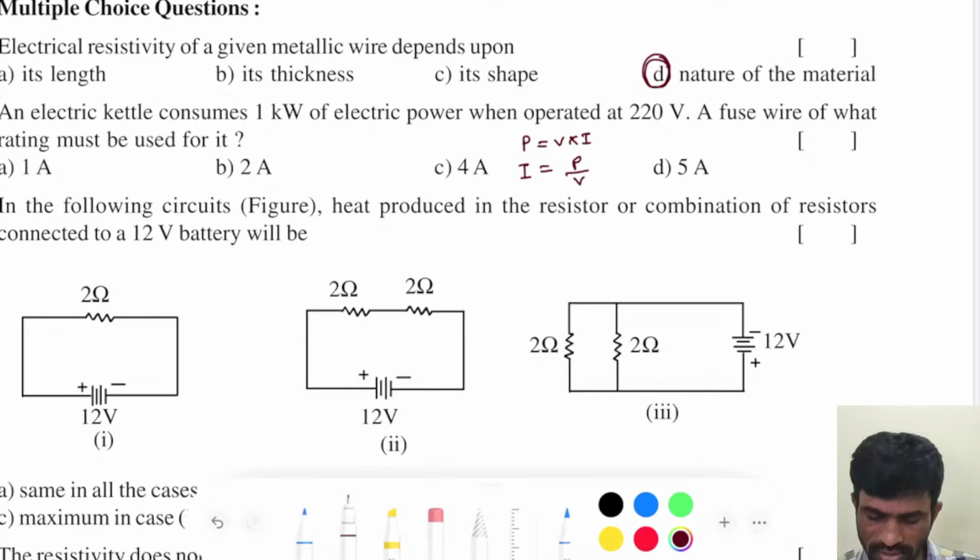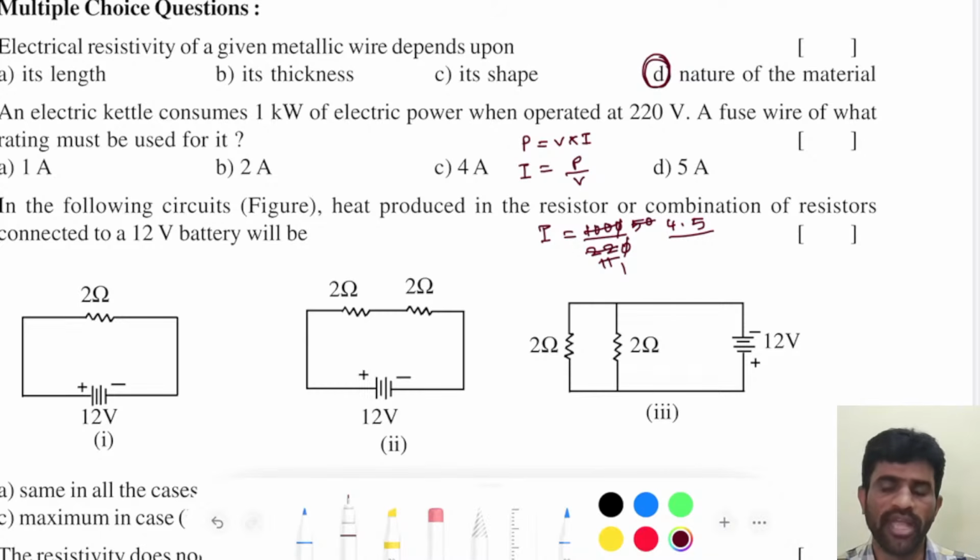So what is power? Power is 1 kilowatt, 1000 watt, by voltage, which is 220 volt. If you divide it, cancel. Then 11 twos are 22, 11 fours are 44, 11 fives are 55. It comes to around 4.5 amperes.